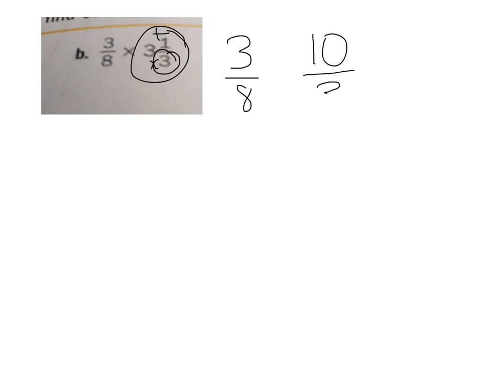You can follow along with me on page 282. This is letter B. So, like the last problem, we have our 3/8, and we need to change our mixed number into an improper fraction. To do that, I'm going to multiply the 3's and then add that 1. So 3 times 3 is 9, plus 1 is 10, and then I keep that same denominator of 3.